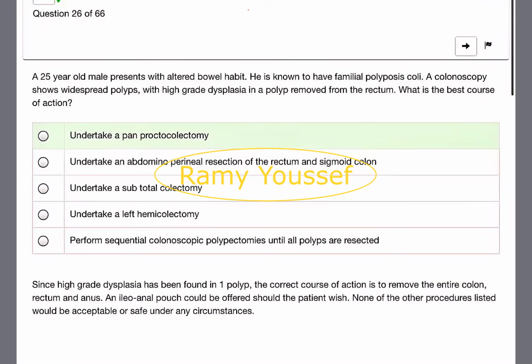You will start surveillance endoscopy at the age of 10 to 12; sometimes they tell you 10, sometimes 12. If you didn't find anything, you repeat it after 5 years. If you find polyps, you will stage it, and depending on that, repeat every 1 year, every 3 years, or every 5 years. Before the age of 25, if the patient has an increasing number of polyps, you'll go for panproctocolectomy.